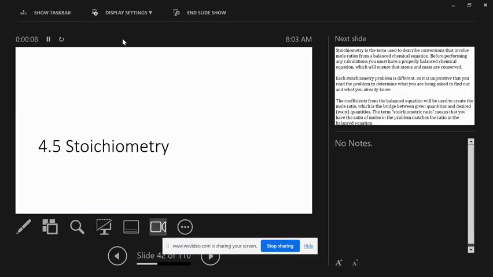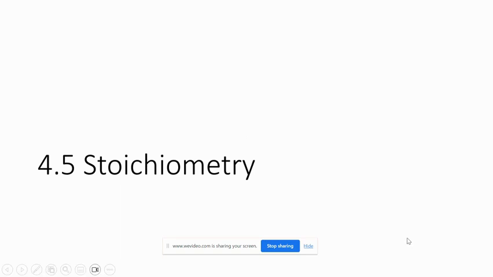Stoichiometry. It's a Joycey thing. It isn't, but I get what you're saying. Stoichio means element, and this means to measure. So you're measuring elements, essentially. Okay? It all comes down to ratios.